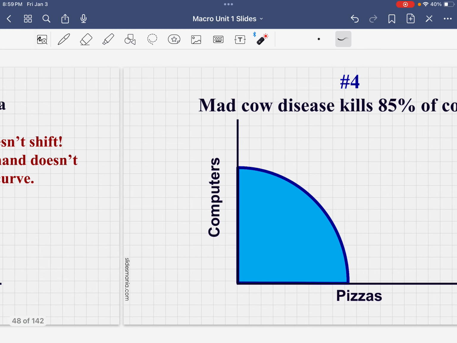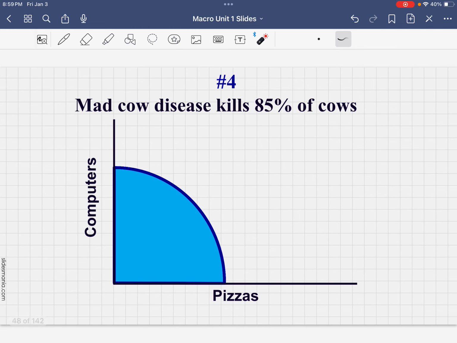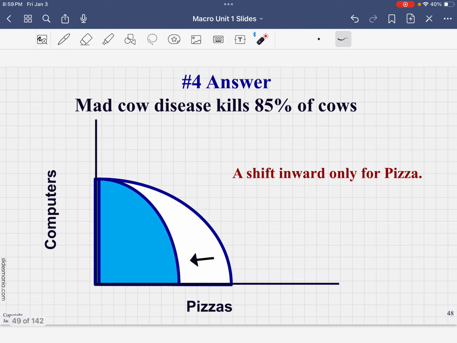You're welcome. Moving forward. Number 4, mad cow disease kills 85% of cows. Think about it. Do cows have anything to do with computers? Do cows have anything to do with pizza? There it is. So pizza production is going to go down because the capital goods, the things that go into making pizza, the cows that make the milk, that make the cheese, are going to decrease, but the resources to make computers aren't. So it stays the same, but the curve kind of moves inward.